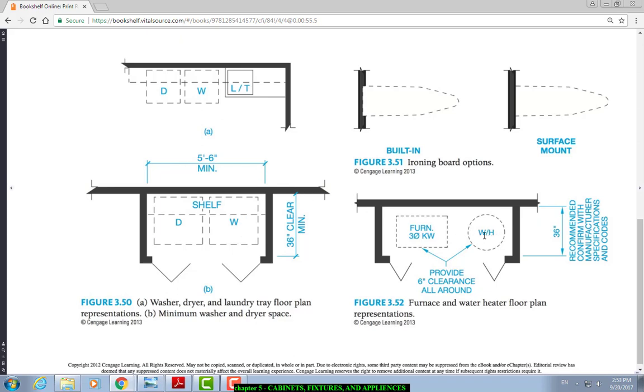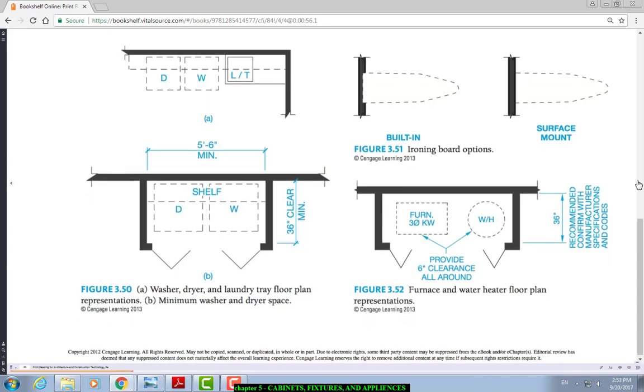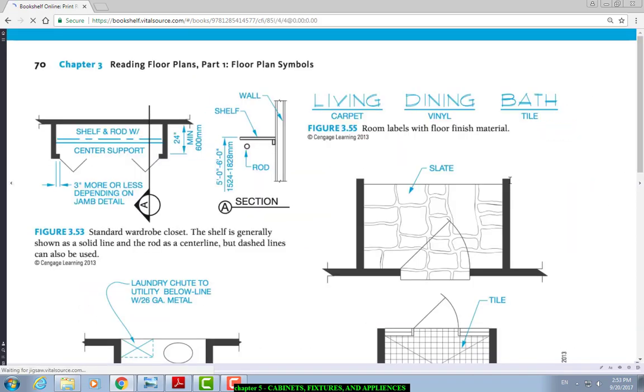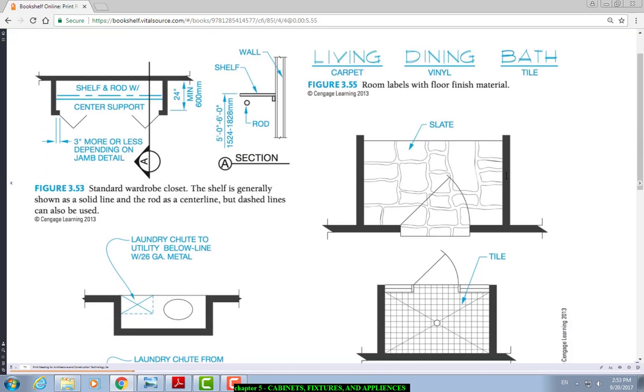Okay, water heater, furnace. Surface mounted, this is the ironing board. Built in, see how it cuts here? So they have to provide that support so it's a built in, so you can make it into a built in ironing board. Okay, what is this? Let me see. I'm going to go a little bit faster. You guys can read on this.